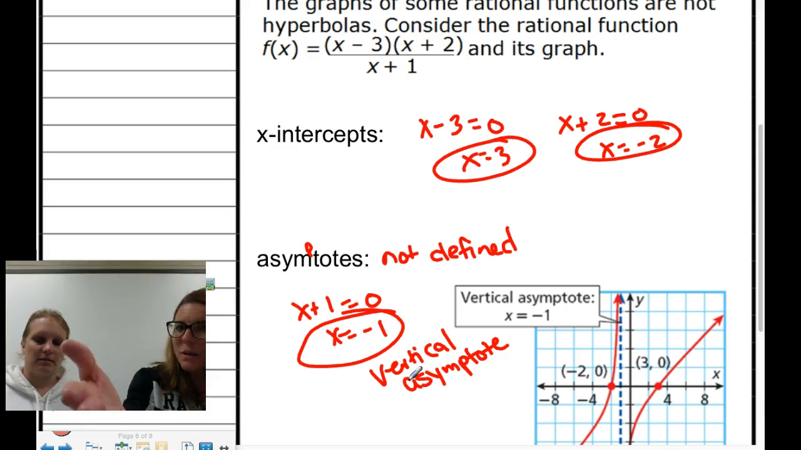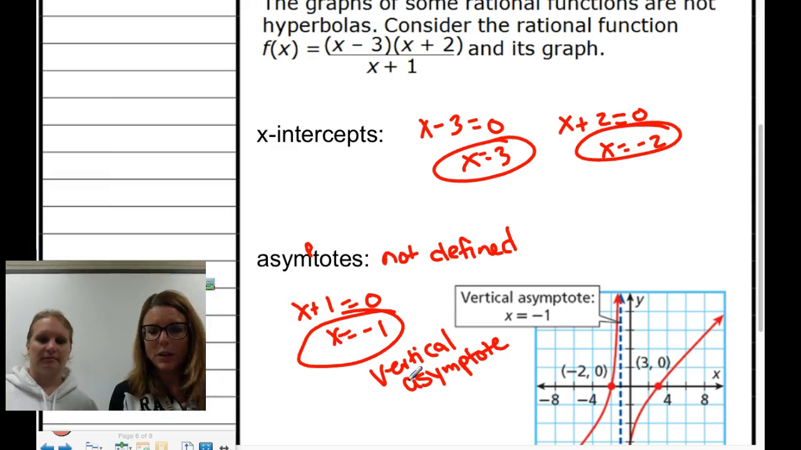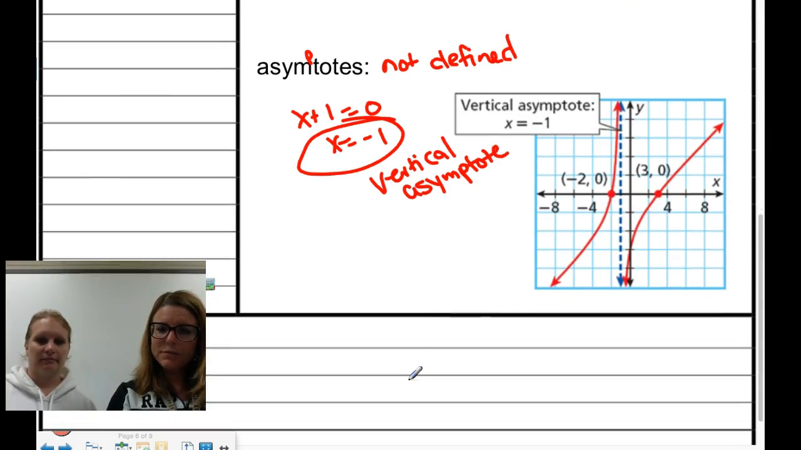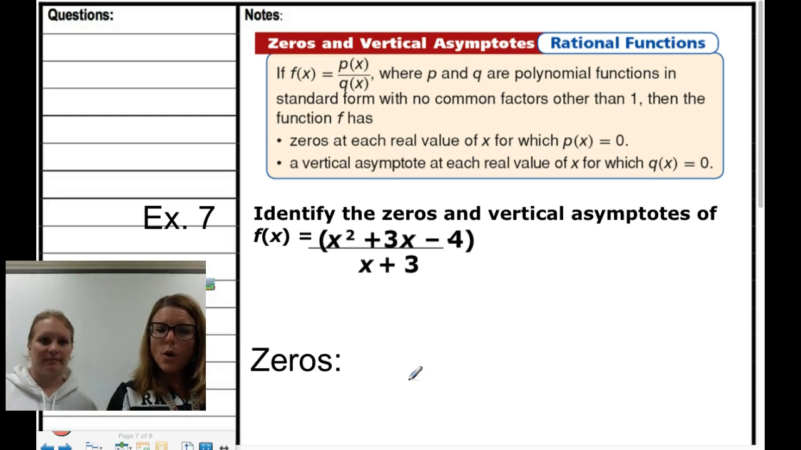And the x-intercept is where it is defined. It's where the graph crosses the x-axis. That makes sense. Look at the numerator. That's easy. There's the graph. Great. So, oh, this is different.